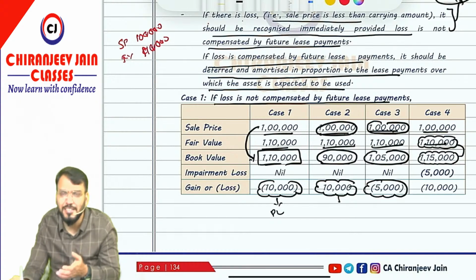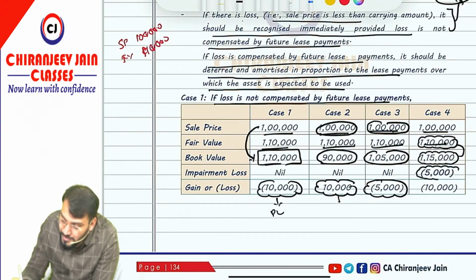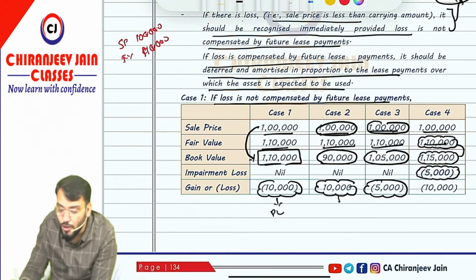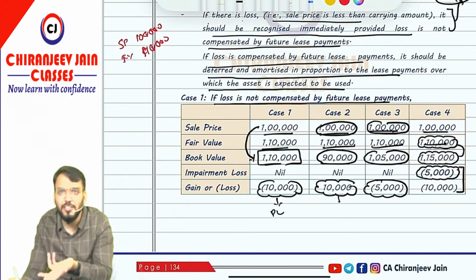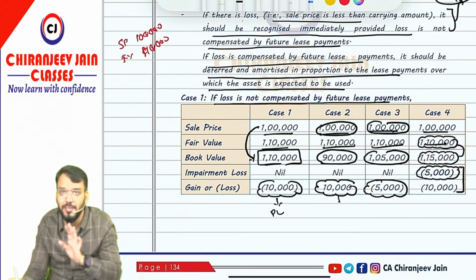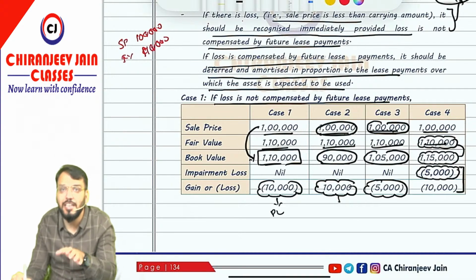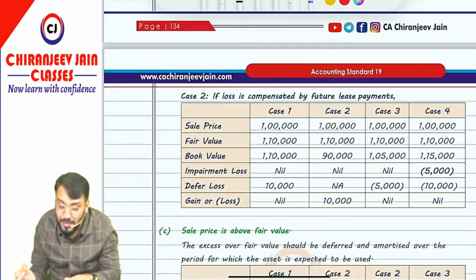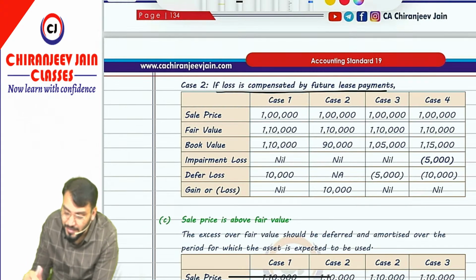What AS 19 says is that if the book value is more than fair value, first recognize the impairment loss. So impairment loss of 5,000. First impair the asset, so now book value will become 1,10,000 and the sale price is 1 lakh. So there is a loss of 10,000. Ultimately the total loss is 15,000 which is transferred to PL. In this concept, first we calculate impairment loss and then we calculate gain or loss on sale. Understood this point?